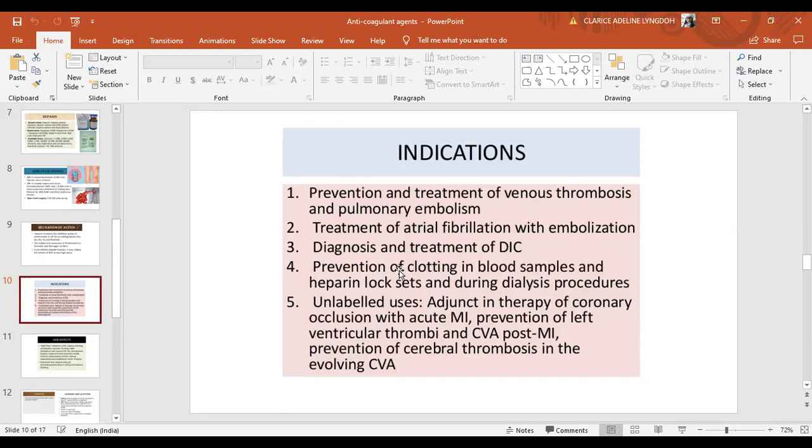Then prevention of clotting in a blood sample, for example, like an ABG test. During the dialysis procedure also, we give injection heparin. If a patient is undergoing open heart surgery, in that case also we give injection heparin. Then patients suffering with acute MI, myocardial infarction, and patients suffering with CVA, cerebrovascular accident, when there is a clot in the brain, that can lead to CVA.